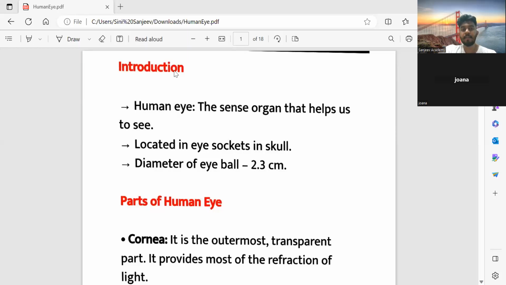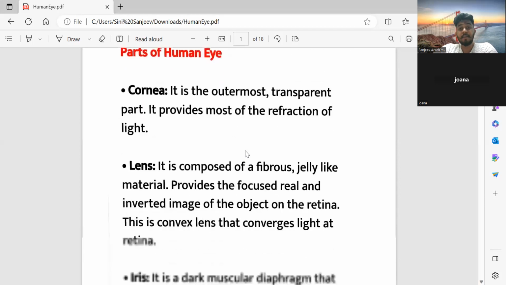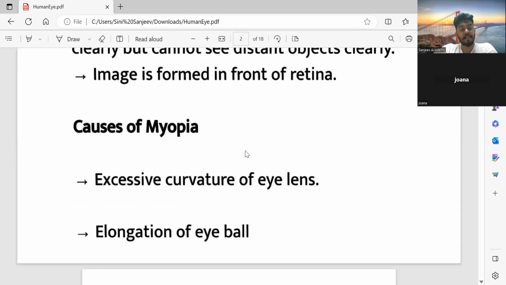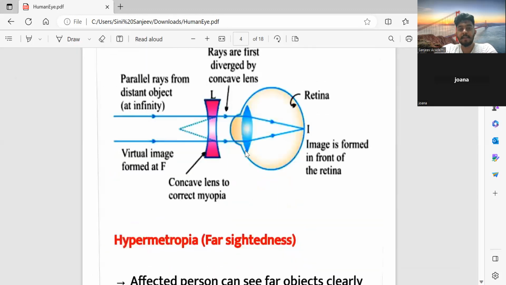So let's see the human eye in the colorful world, physics chapter. So we all know what is the function of the eye, right? Correct? It helps us to see. That is one thing. So the questions which are going to be asked from the exam point of view, okay, one will be the correction.